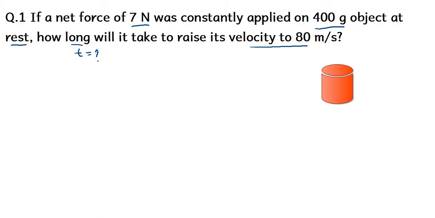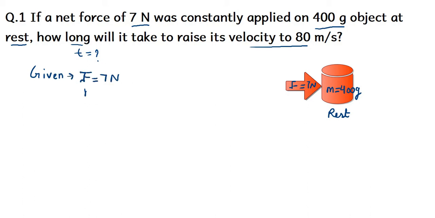Let us suppose this is an object. Force, we are applying force of 7 Newton. We can write F is equal to 7 Newton. Mass of the object is given as 400 gram. Object is at rest, we can conclude the initial velocity of this box or object is 0.